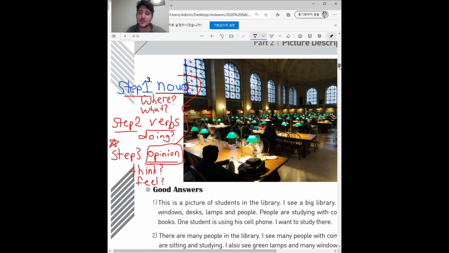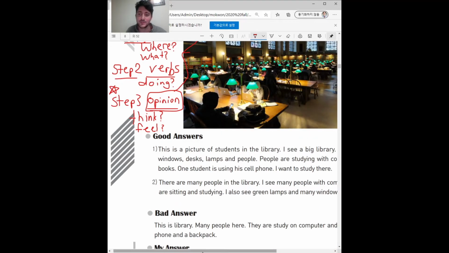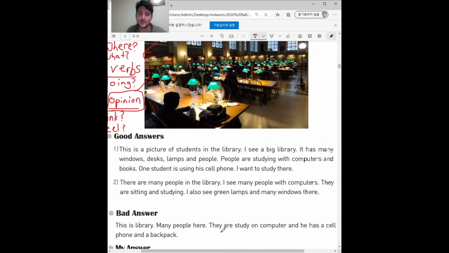Let's look at some example answers. 읽어볼게요. Let's look at this one. Number 1, example answer. See, why is this a good answer? Let's start. This is a picture of students in the library. All right, we said where. That's good. I see a big library. It has many windows, desks, lamps, and people.